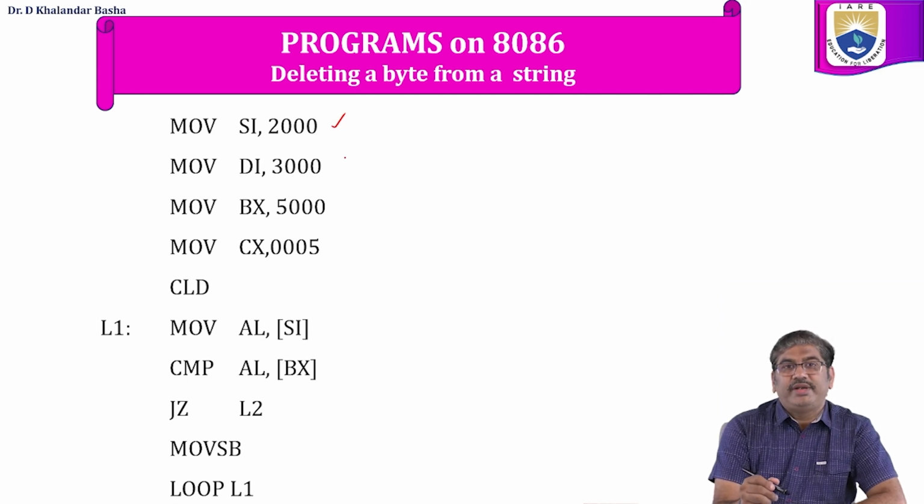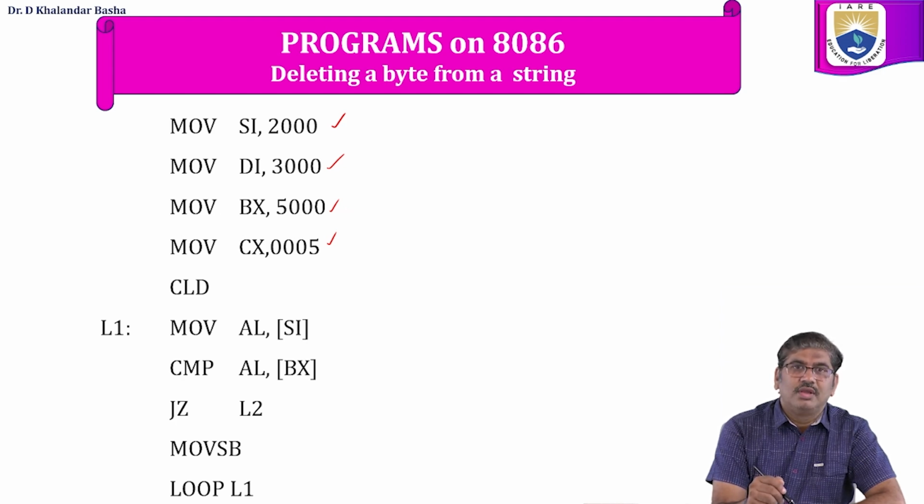The source string will be pointed at 2000 location. So we are going to load the address into the SI register by using the instruction MOV SI, 2000H. Then the target location which is at 3000, we load into the DI register by using MOV DI, 3000H. The pattern we are going to load into MOV BX, 5000H. So the pattern which we are going to search and delete is at the 5000 location. The number of elements in the source string we are going to load into the CX register.